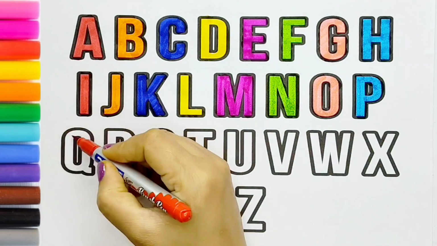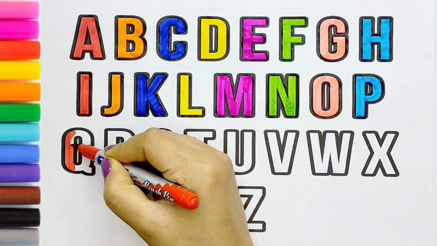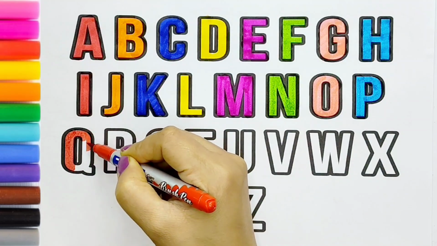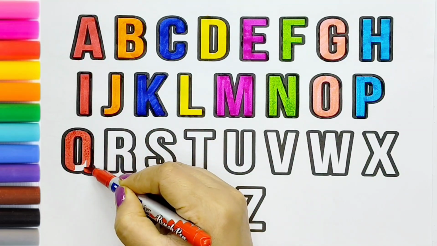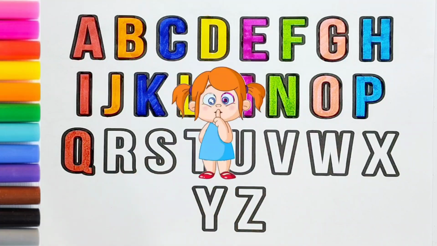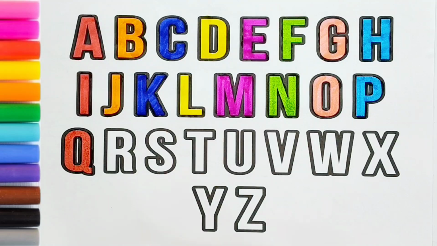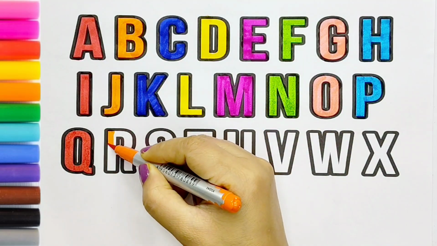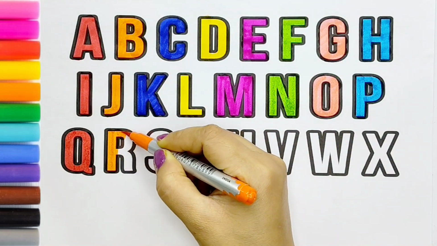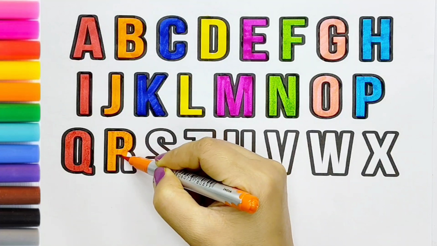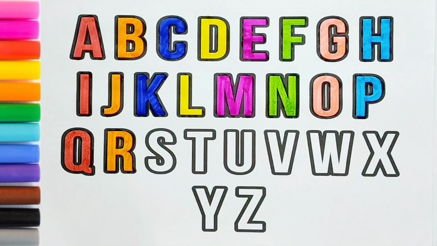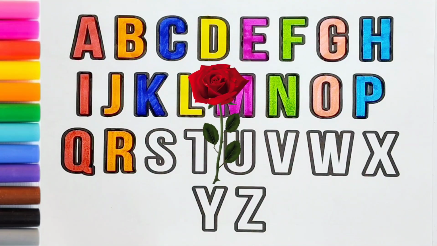Red color Q. Q for quiet. Orange color R. R for rose.